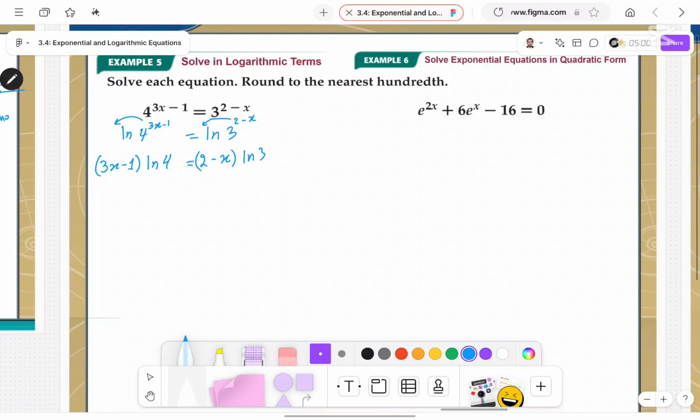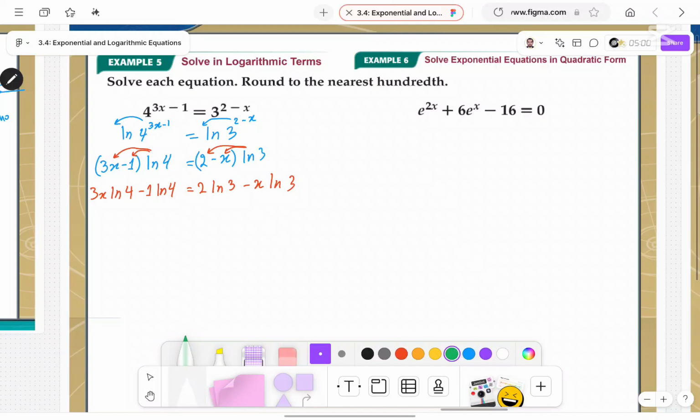Okay. Now, after I take the power property, I can use the distributive property. So 3x becomes 3x times ln 4 and 3x times -1, so -1 ln 4. Then equal, same thing on the other side, 2 times ln 3, and -x times ln 3. Okay, now the next step is to take the common factor together.